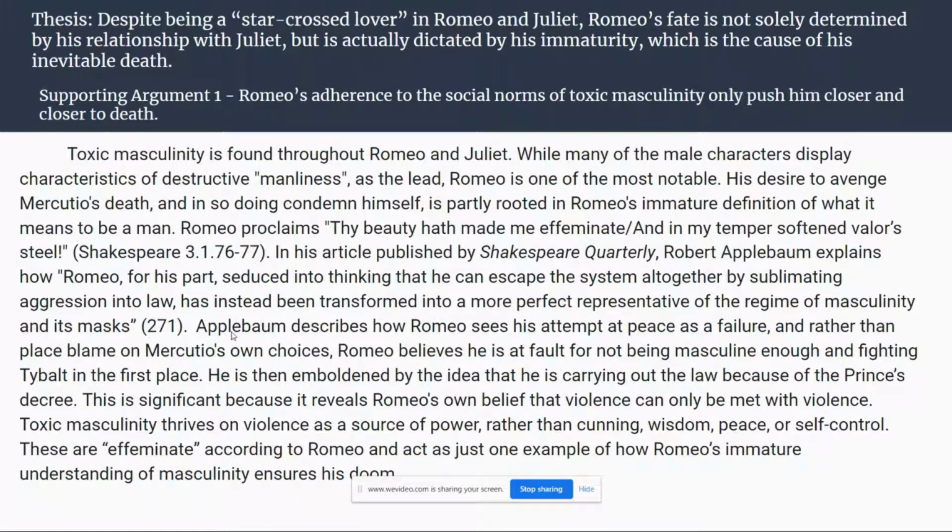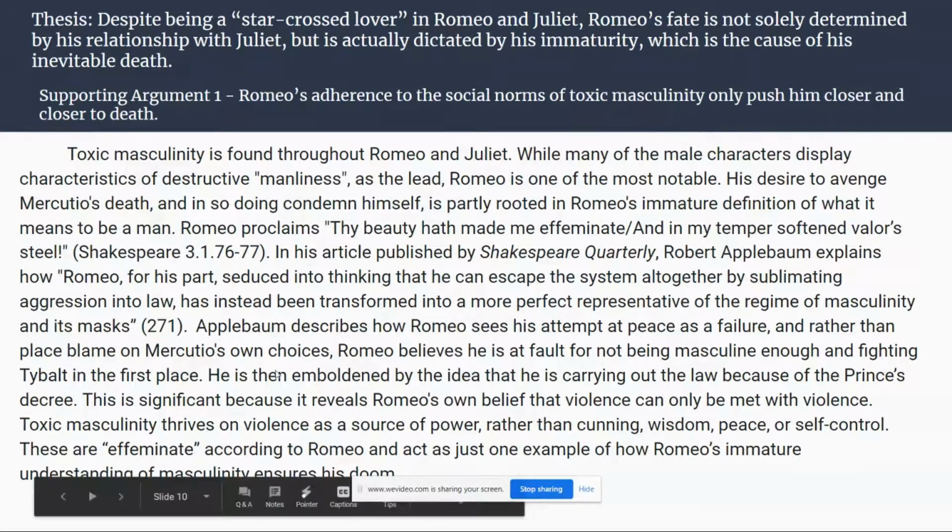Robert Applebaum explains how Romeo, for his part, seduced into thinking that he can escape the system altogether by sublimating aggression into law, has instead been transformed into a more perfect representation of the regime of masculinity and its masks, found on page 271. So again, now we have this mark. The evidence has been provided, and we end the rest of this paragraph tying these ideas together.